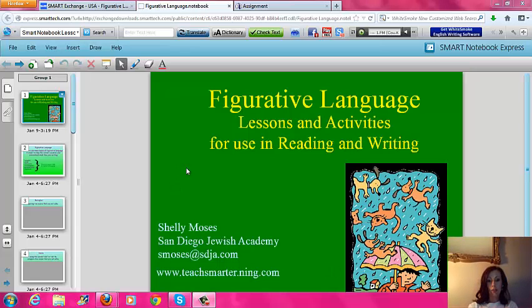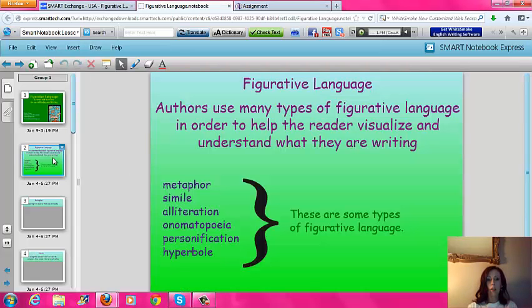The first slide just gives the introduction as to what the lesson will be about, figurative language. It also gives a visual for maybe what students can make predictions and pull prior knowledge. The second slide gives the word figurative language and the definition. Authors use many types of figurative language in order to help the reader visualize and understand what they are writing. This definition is very basic for students, and it will be easy for them to understand. It also gives 6 examples of what figurative language types are.